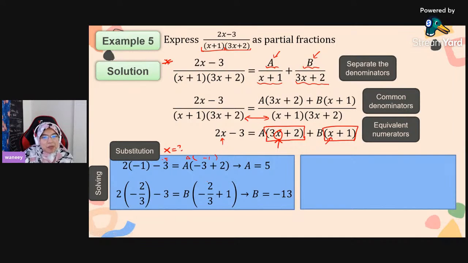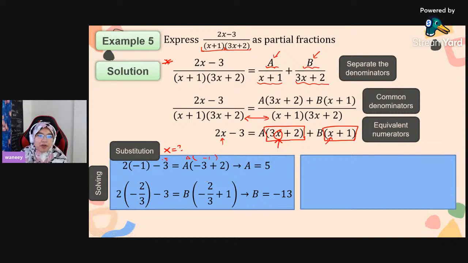Tapi macam saya kata lah, bila kita dah ganti nilai yang memang faktor dia tu kosong, then tak perlu solve simultaneous lah. Terus dah dapat jawapan. Okay, so that is the first one, which is substitution. The second one is something called the comparing coefficient.